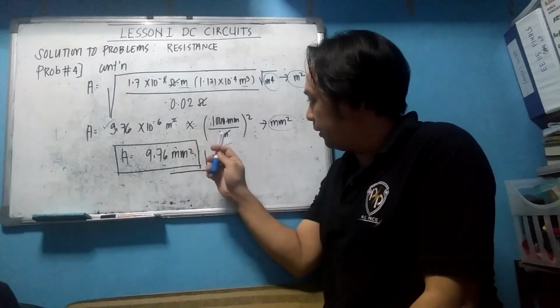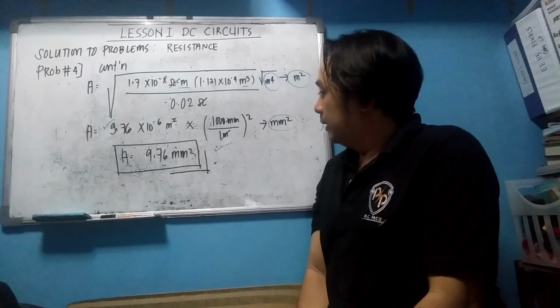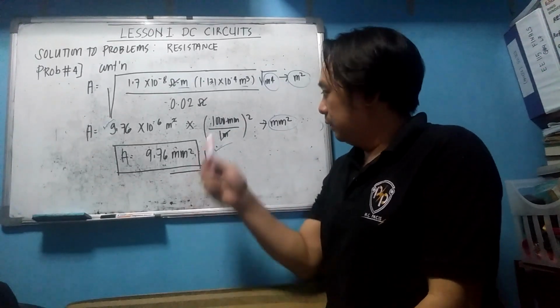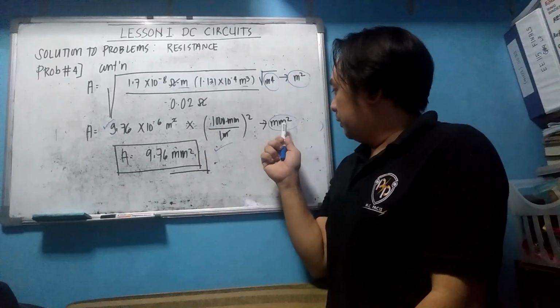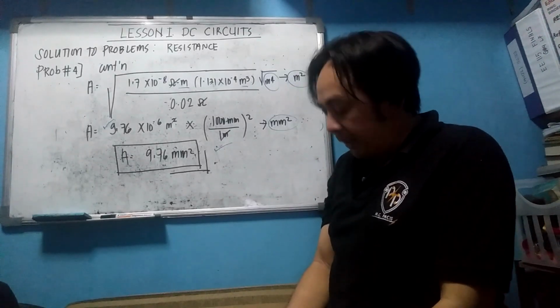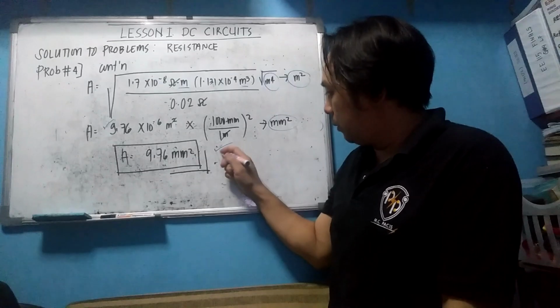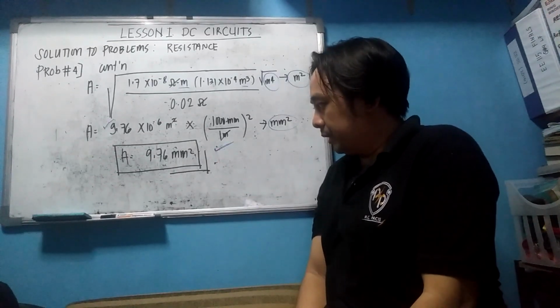You need to convert it to millimeters squared: 1 meter is 1,000 millimeters, and then you square it. The remaining unit is millimeters squared. Hence the final answer here, if we calculate this, is 9.76 millimeters squared.